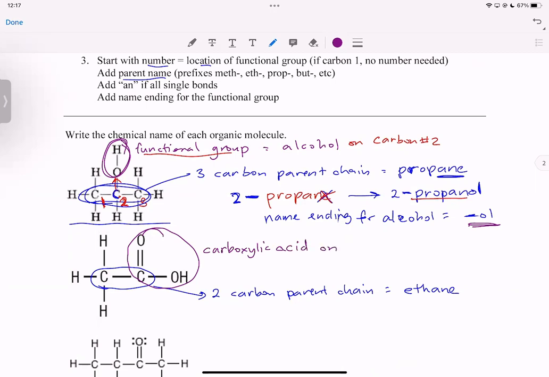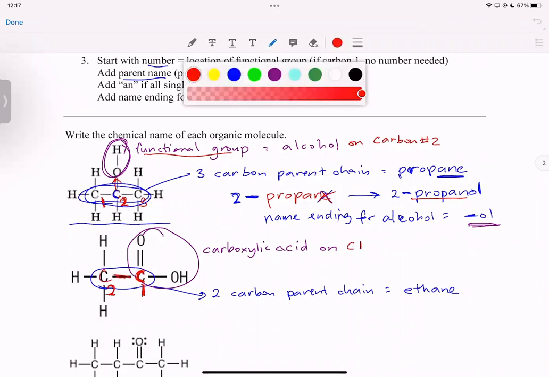And we want to find the location of that functional group by numbering the carbons. And when you number these carbons, you're not numbering from left to right, but you're numbering from right to left, starting with this carbon because it's part of the functional group. You want to start and give the functional group the lowest possible number. Okay, so this is carbon number 1. So that carboxylic acid is on carbon number 1. It's part of the functional group, and it's also part of this carbon chain, those 2 carbons.